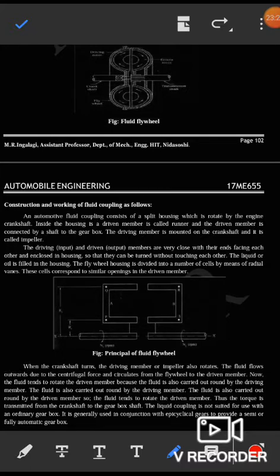The driving or input and driven or output members are very close at their ends, facing each other and enclosed in a housing so that they can turn without touching each other. The liquid or oil is filled in the housing. The flywheel housing is divided into a number of cells by means of radial vanes. These cells correspond to similar openings in the driven member.